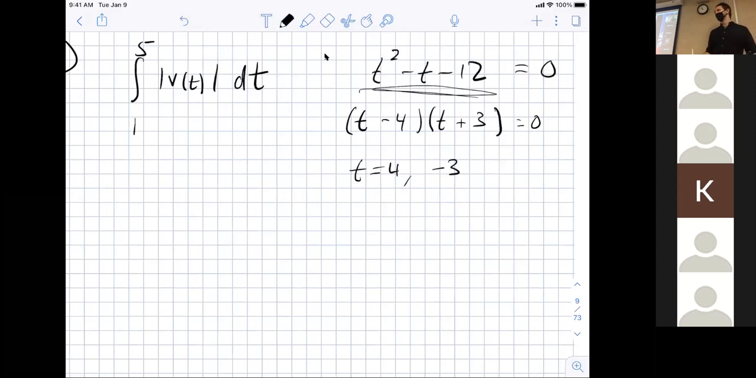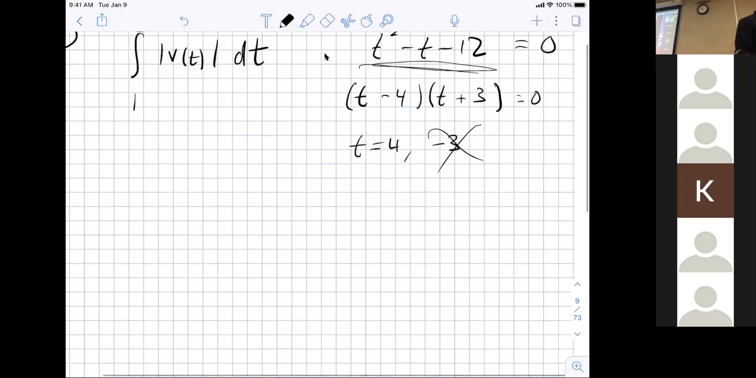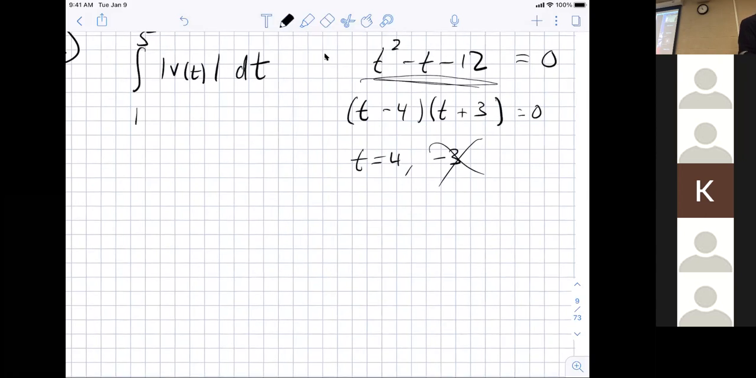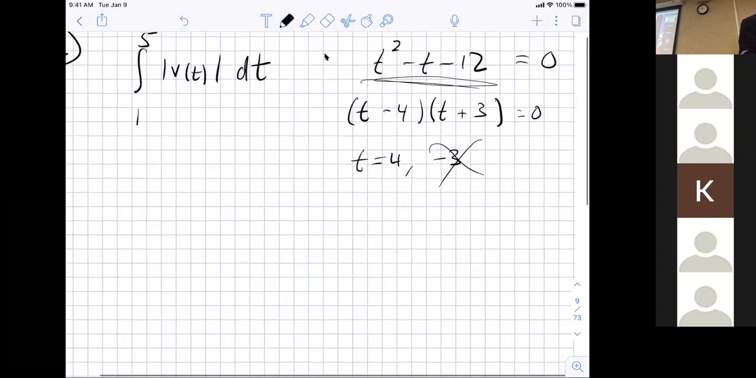I don't care about t equals -3. That's not in the time interval that we're looking at. So I'm going to throw this out. Not because mathematically it doesn't make sense, but because in the context of the problem, it doesn't make sense to look at t equals -3. Okay, so that means that I just need to find out what sign does v of t have for t between 1 and 4, and what sign does v of t have between t equals 4 and 5.